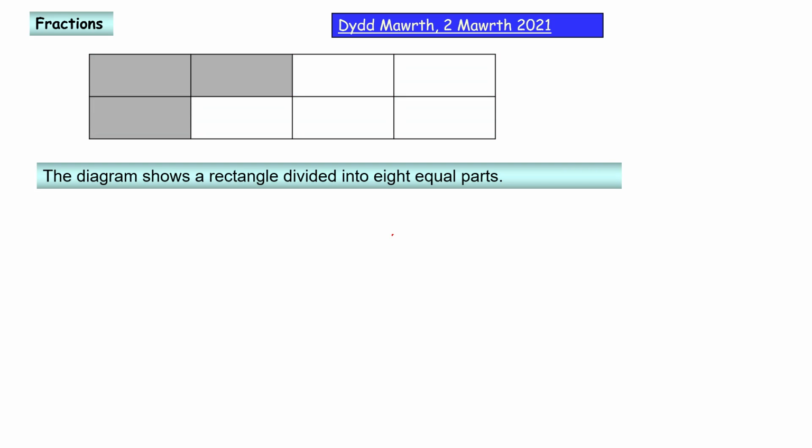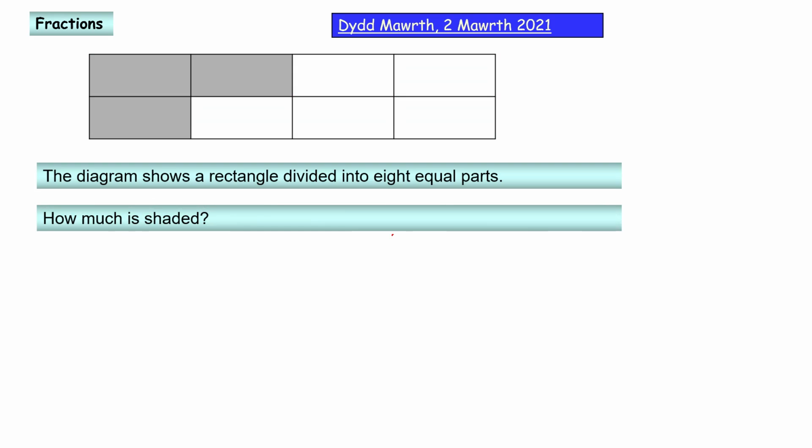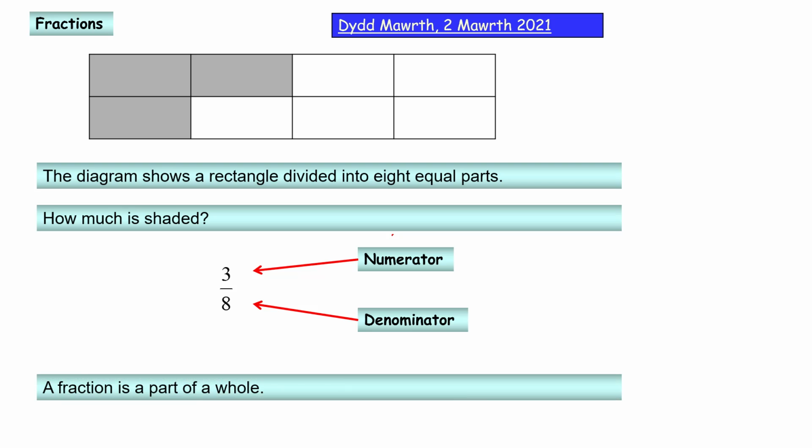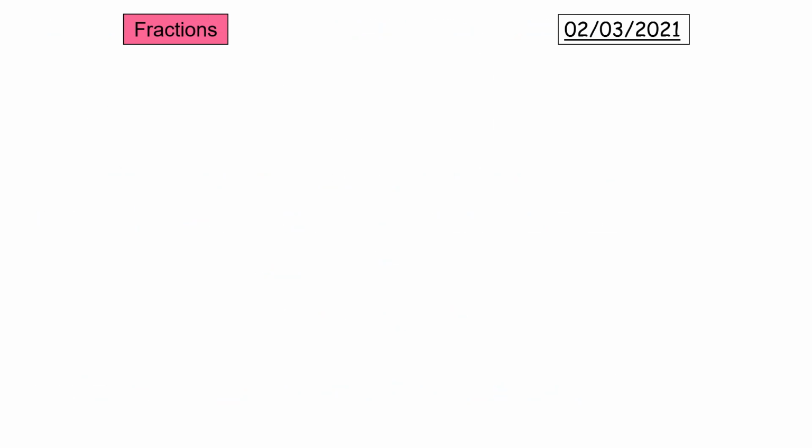We've shaded some of those 8 parts. How much is shaded? Well, 3 out of the 8 of them are shaded. Okay, and that's what we're talking about. The number on top we describe as the numerator, and the number below is a denominator. So that's your basic fraction, 3 out of 8, numerator over the denominator. So now we have to start speaking like mathematicians. Okay, so this is 3 out of 8, parts of the whole 8 out of 8.